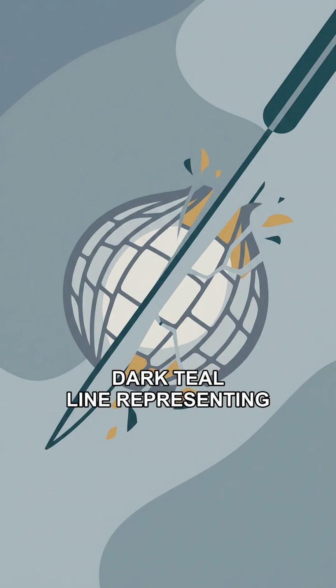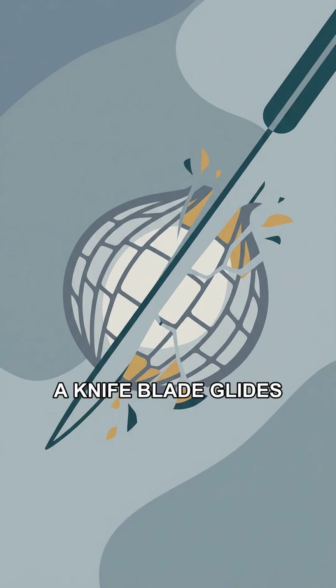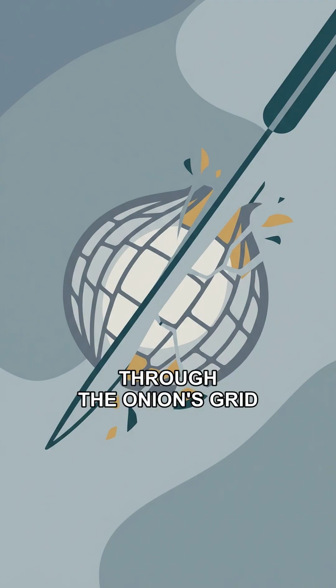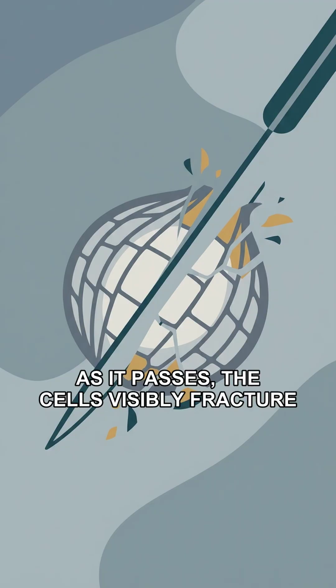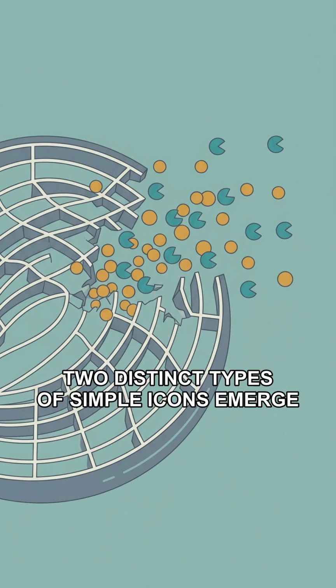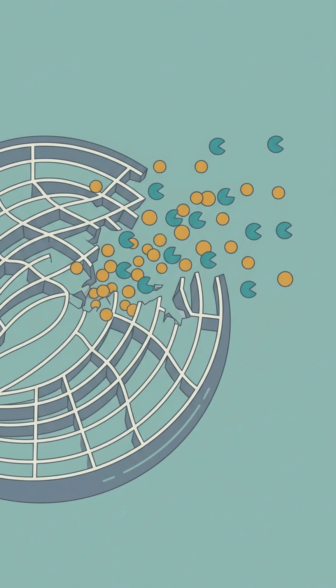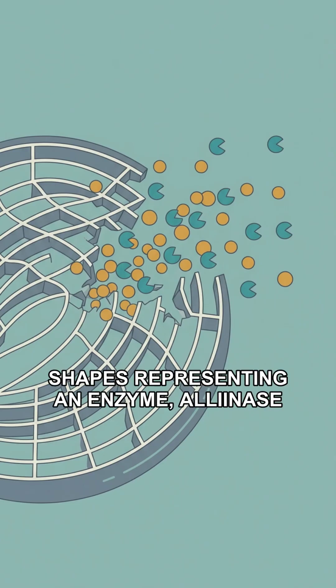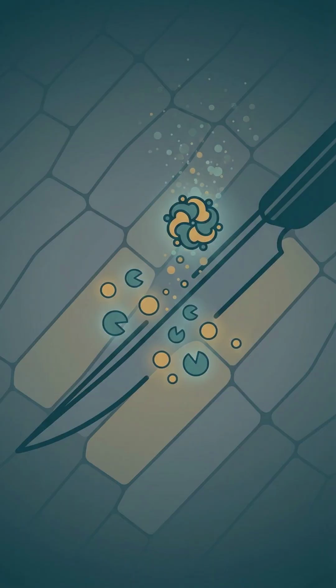A clean, dark teal line, representing a knife blade, glides through the onion's grid. As it passes, the cells visibly fracture. From the fractures, two distinct types of simple icons emerge: small, ochre circles representing sulfur compounds and teal Pac-Man shapes representing an enzyme, alliinase.